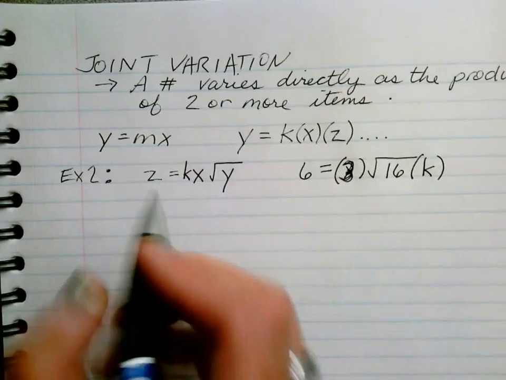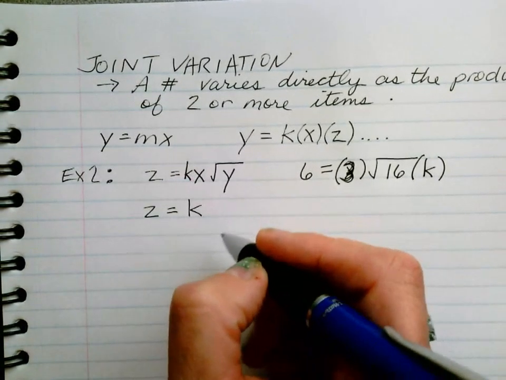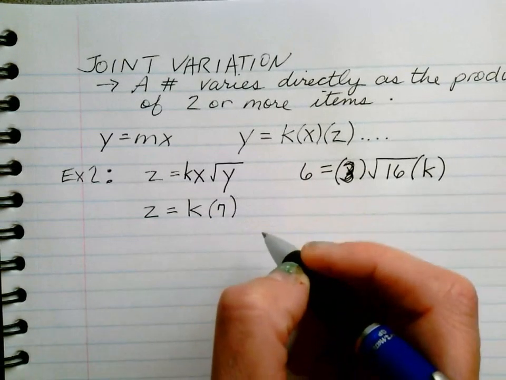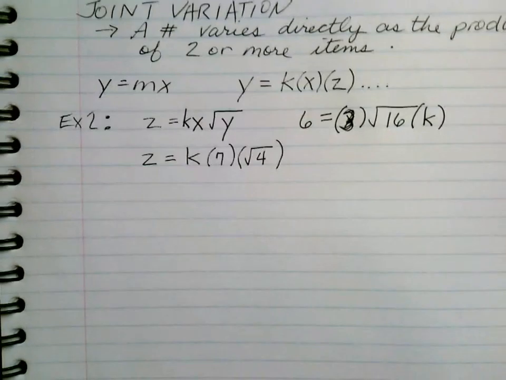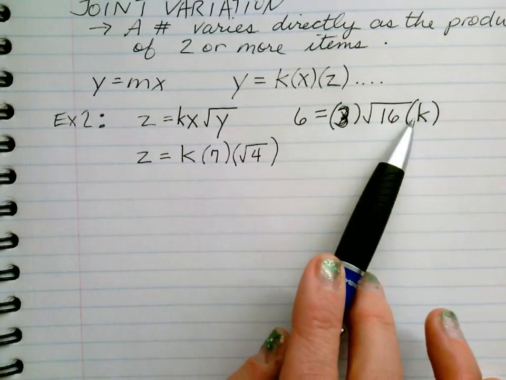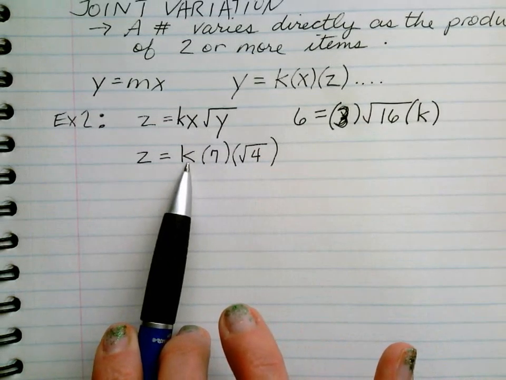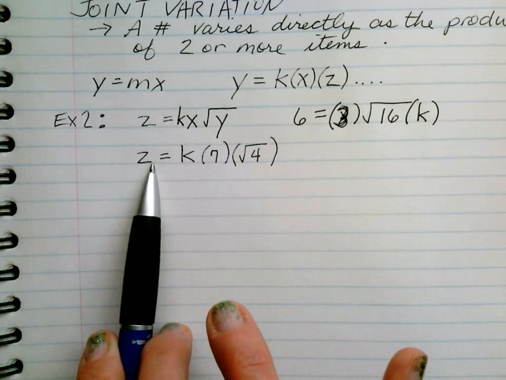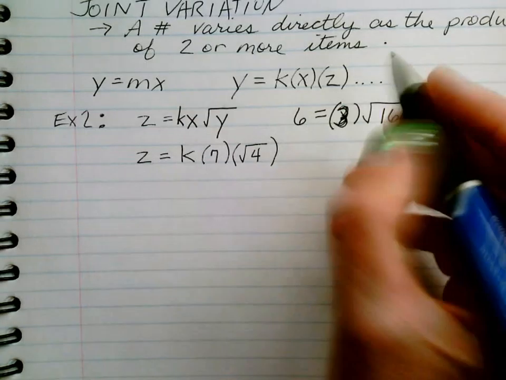Find Z when X is 7 and Y is 4. Okay? So this is the scenario we're going to use to solve for K. Once we have K and plug it in here, multiplying it by 7 and obviously 2 will produce our Z value. So here's what I have to start with.